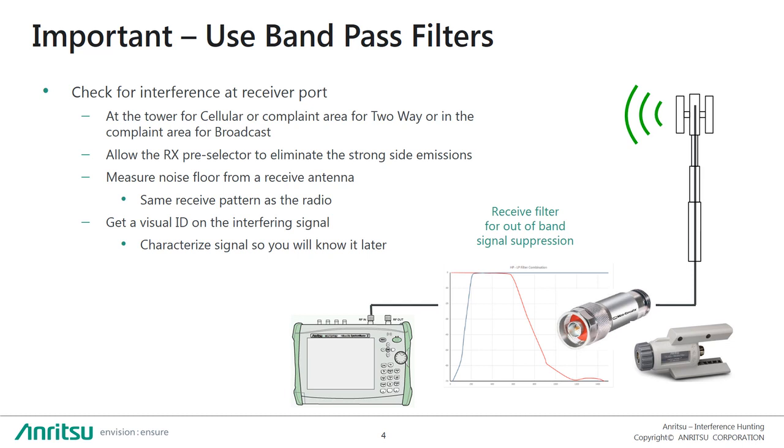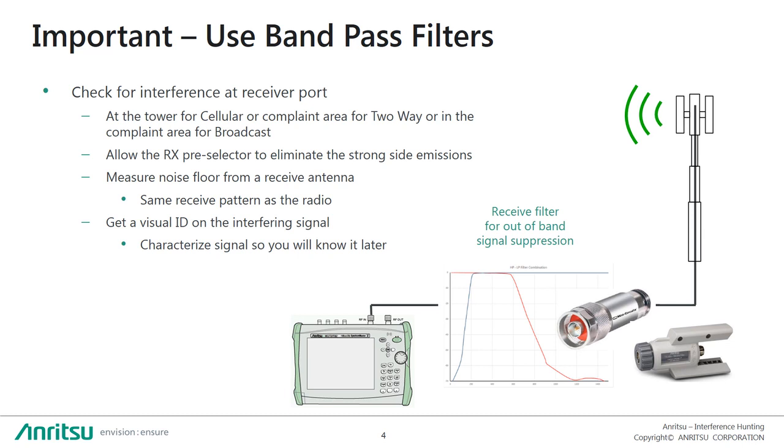In such a case, it's important that you connect the test equipment after the RX preselector or bandpass filter. If you don't have access to the radio's own filter, you need to connect a similar one that you bring with you. You need to do this in order to eliminate any strong side emissions. Remember, you want to act as the normal radio receiver, but it's also important to protect the test equipment against very strong incoming signals.